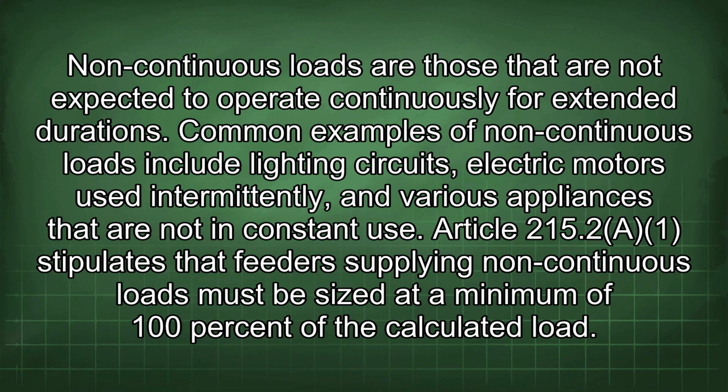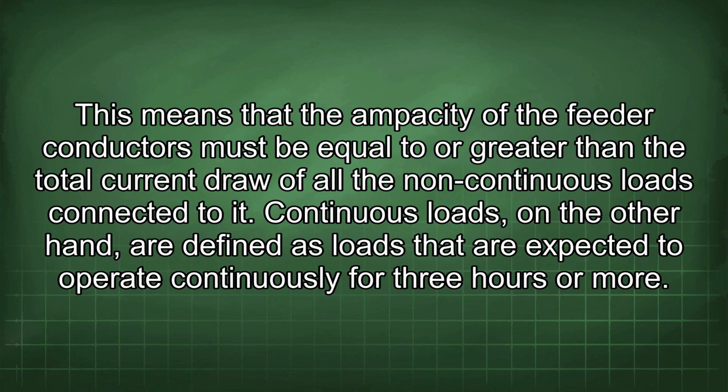Non-continuous loads are those that are not expected to operate continuously for extended durations. Common examples of non-continuous loads include lighting circuits, electric motors used intermittently, and various appliances that are not in constant use. Article 215.2a stipulates that feeders supplying non-continuous loads must be sized at a minimum of 100% of the calculated load. This means that the ampacity of the feeder conductors must be equal to or greater than the total current draw of all the non-continuous loads connected to it.